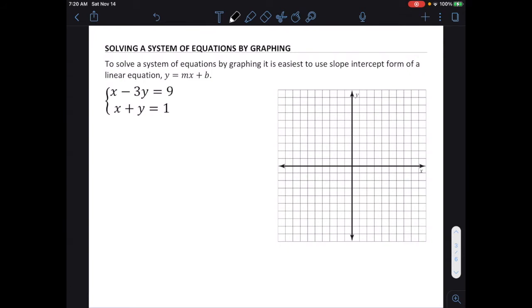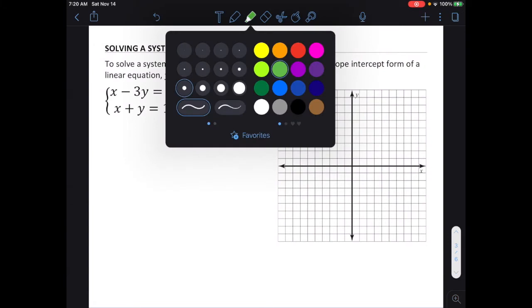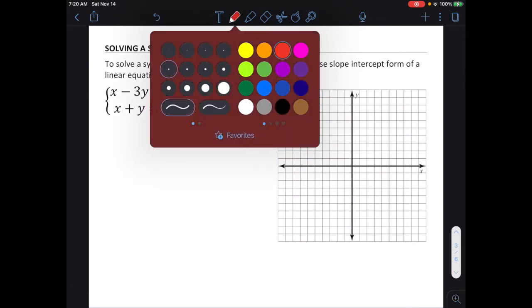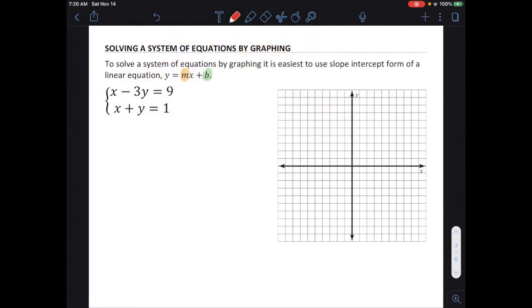So what we have to do is go back to a method that we learned in intermediate algebra where we use slope-intercept form, and we would take the y-intercept and plot it, and then we would take the slope to find more points. Okay, so the first thing we have to do with these equations then is convert them to slope-intercept form. So the first one, we have x minus 3y equals 9.